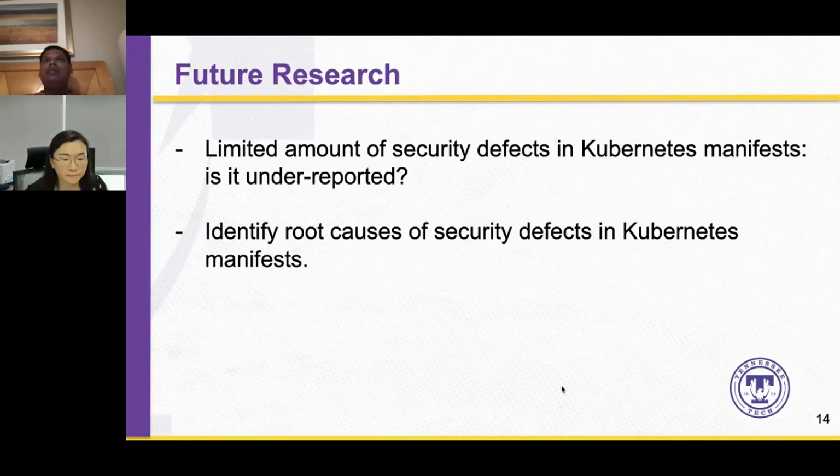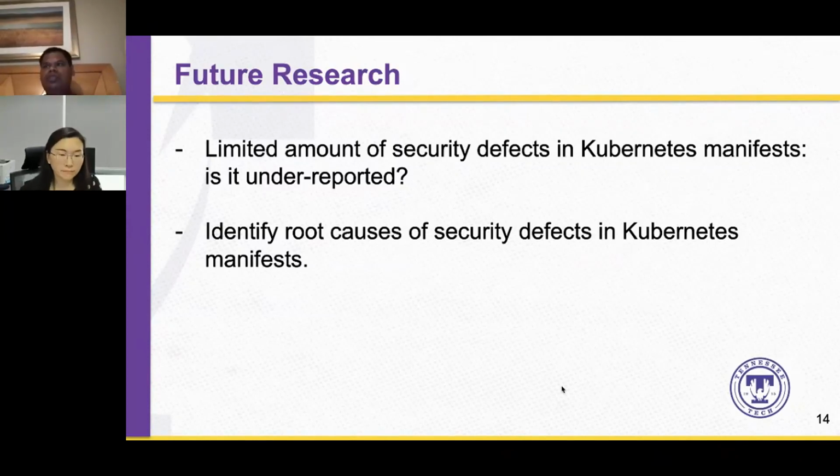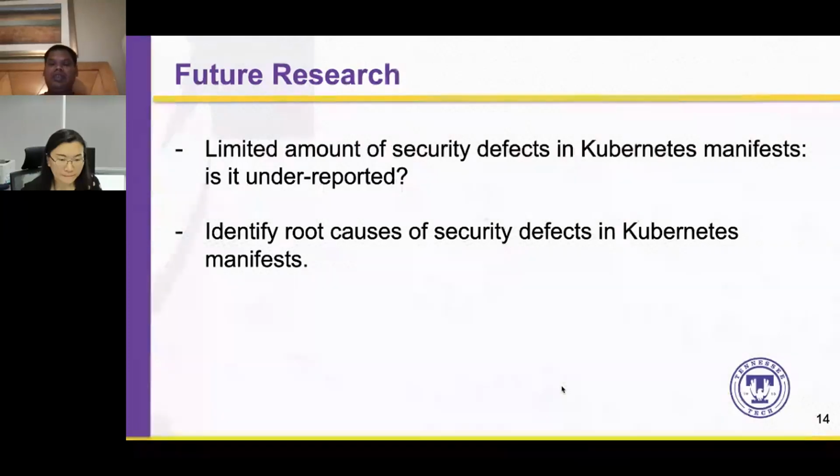And while the raters were analyzing the commit messages, they did find examples where Kubernetes-related security best practices were violated in the manifests themselves. So based on these two pieces of evidence, we conjectured that the data that we are seeing, with less than 1% of the commit messages being related to security defects, might be underreported.